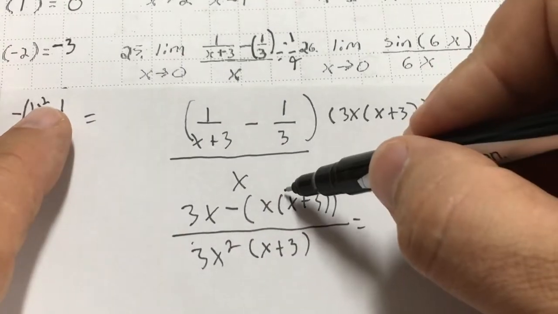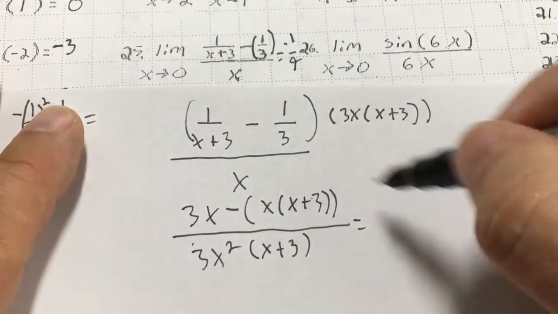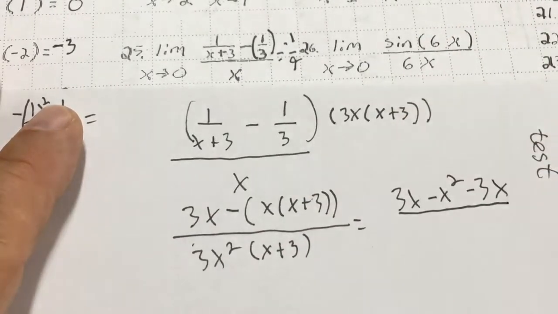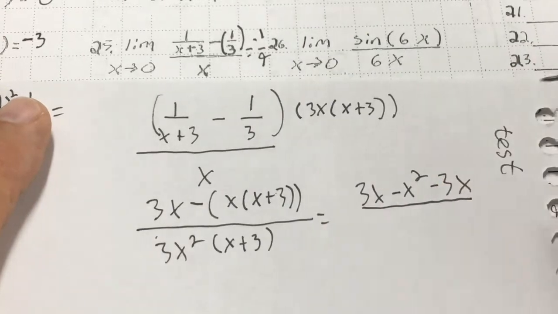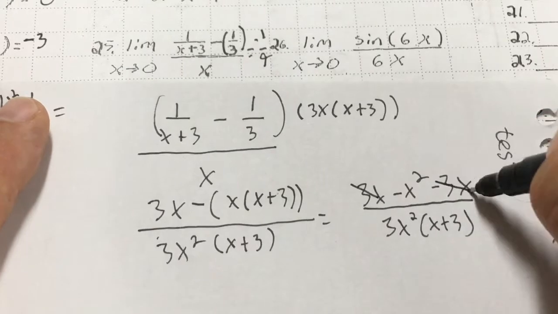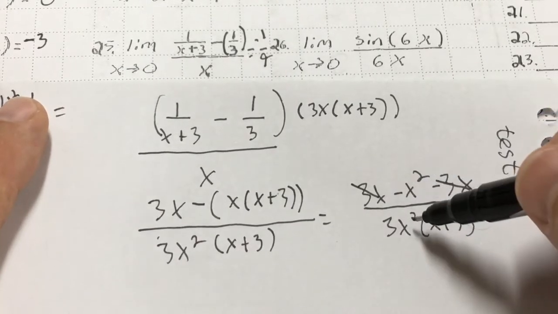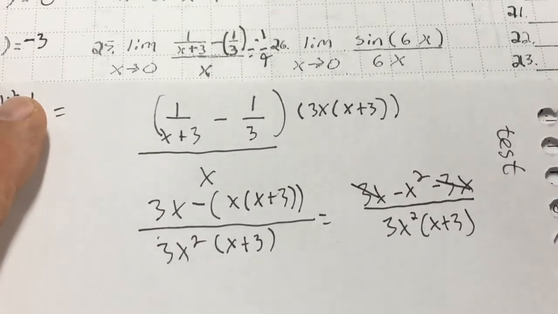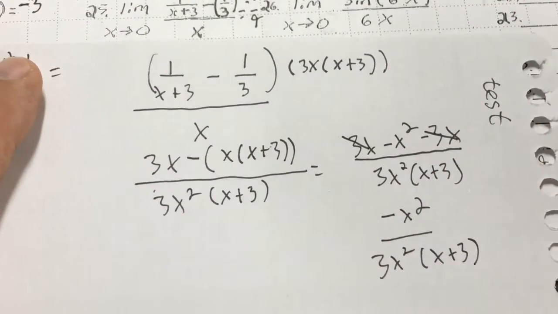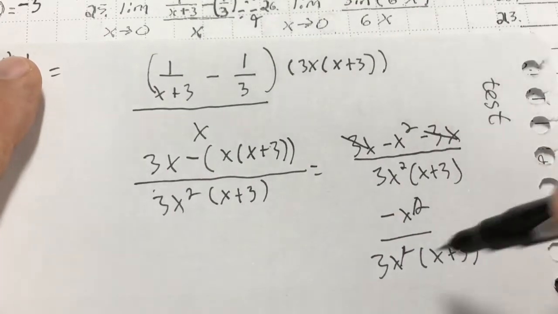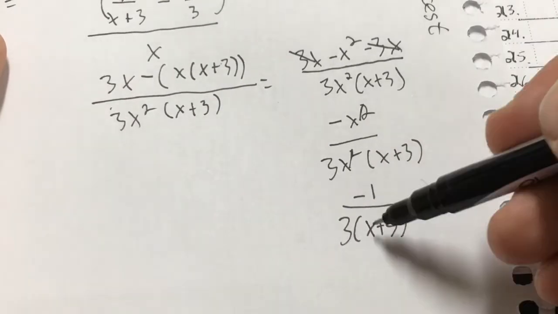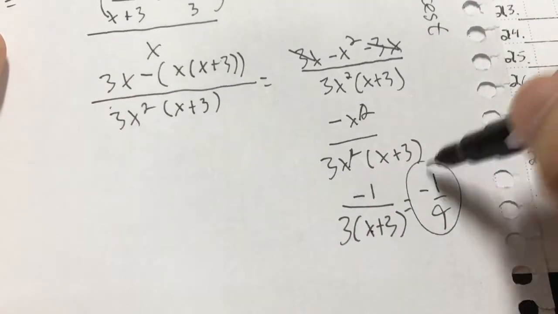Let's tidy this up. This is going to be x squared plus 3x. So that actually I want to distribute a negative, so that's going to be 3x minus x squared minus 3x over 3x cubed. I'm going to leave that as 3x squared times x plus 3 and see what happens. Notice the 3x and the 3x cancel out. And that's going to give me negative x squared over 3x squared times x plus 3. Notice the x squareds are going to simplify. So this is going to give me negative 1 over 3 times x plus 3. And when I let x go to 0, that gives me negative 1/9. It's a little bit nicer if you know the shortcut.